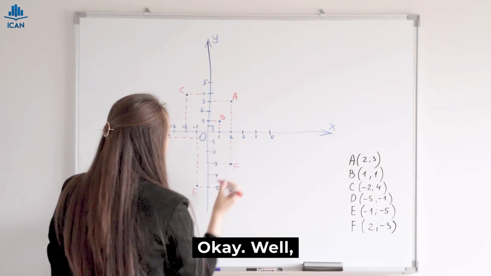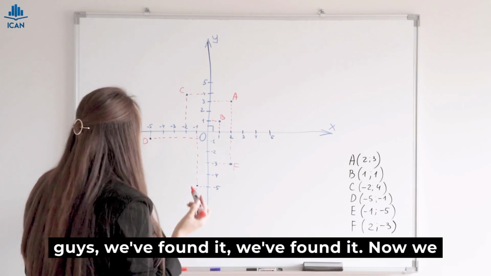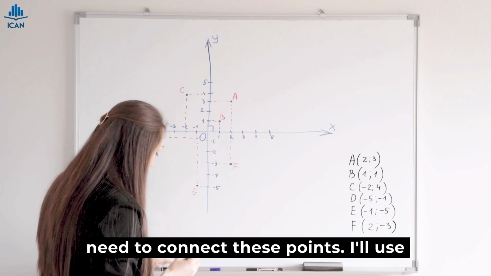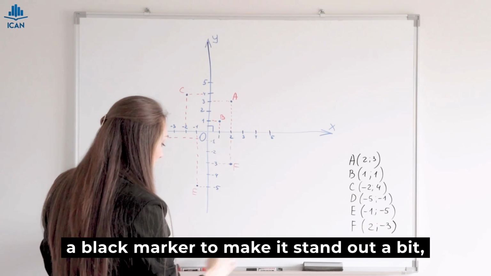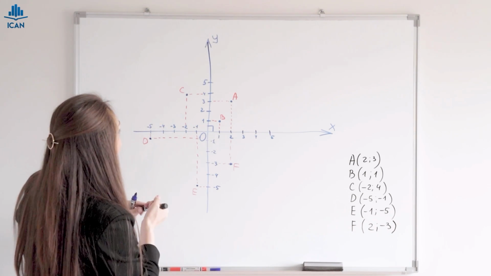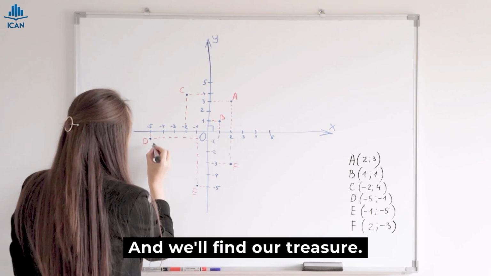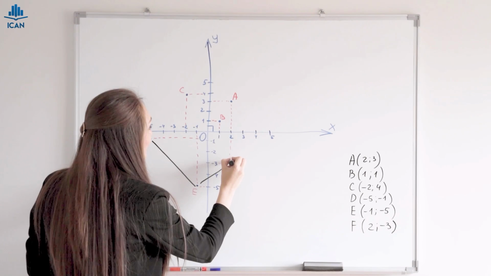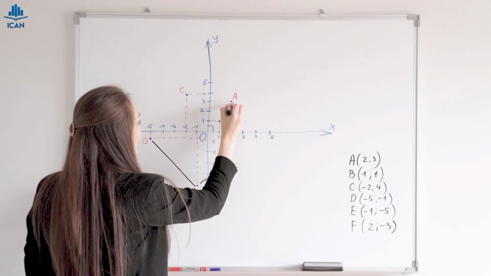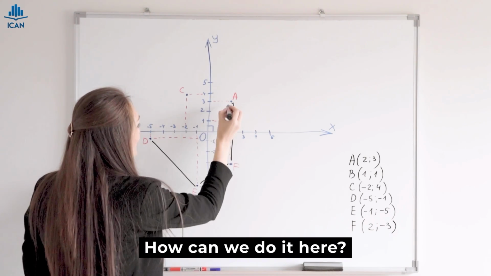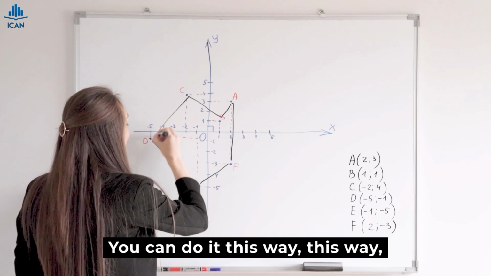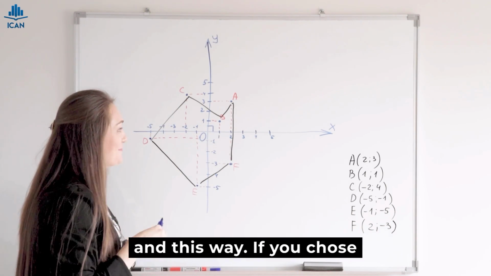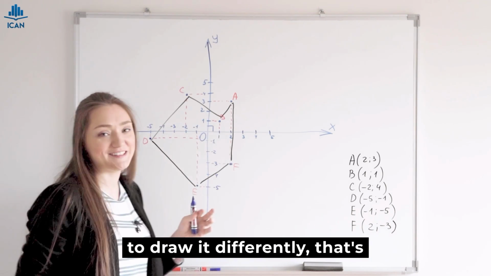Okay. Well, guys, we found it. We found it. Now we need to connect these points. I'll use a black marker to make it stand out a bit, okay? And we'll find our treasure. Like this, like this, like this. How can we do it here? You can do it this way, and this way. If you chose to draw it differently, that's great too.